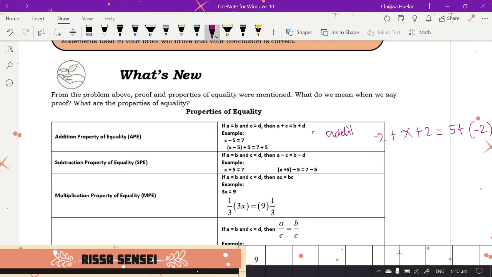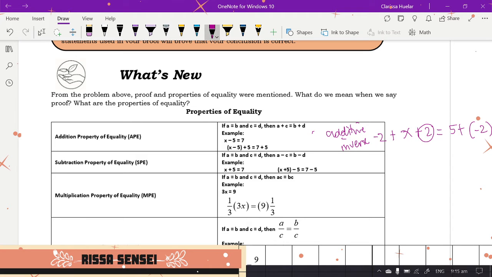So, ano ba yung ina-add natin kapag APE? Naglalagay tayo ng additive inverse ng gusto nating ma-eliminate sa kahit na anong side. Halimbawa, ang gusto ko ma-eliminate dito yung 2 para ma-remain yung x. So, I need to get the additive inverse of 2. And the additive inverse of 2 is negative 2. So, yung positive, ang additive inverse niya ay yung negative. So, negative 2, mag-a-add din ako ng negative 2 sa kabilang side.